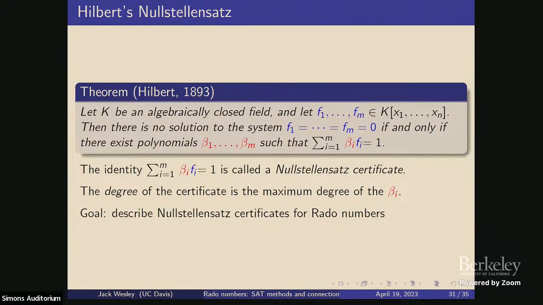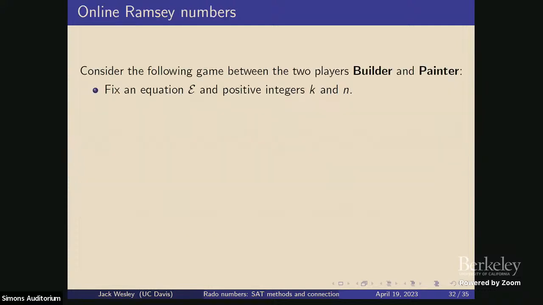Our goal here was to describe Nullstellensatz certificates for Rado numbers, but also for other Ramsey type problems more generally. Okay, so this is something that looks totally different at first, but this is how we describe these certificates. These Ramsey type games have been well studied, and this one is called the builder painter game. I will describe it for Rado numbers. So we have a fixed equation E and positive integers k and n. How it works is these 2 players take turns.